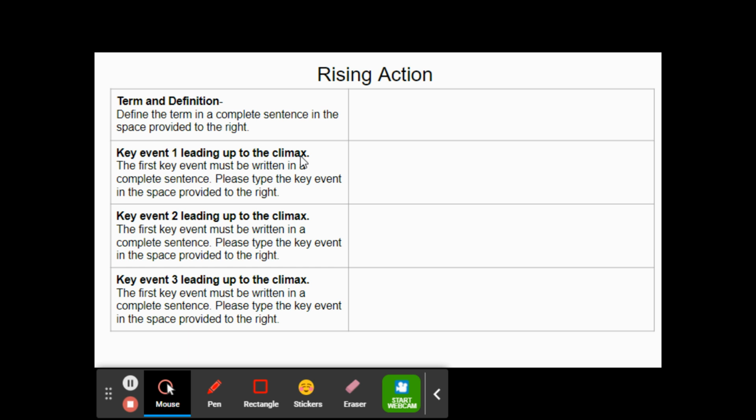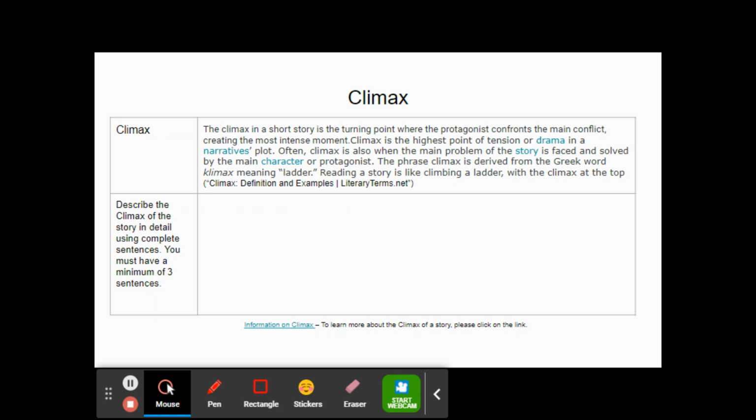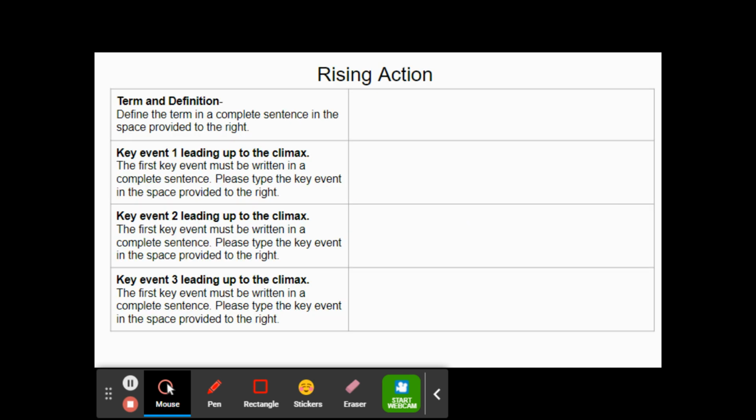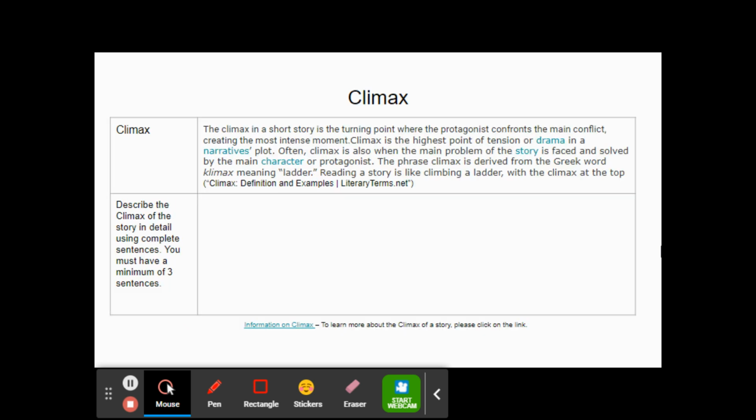Define the term in a complete sentence in the space provided. You're going to list key events leading up to the climax in these boxes. The first key event must be in a complete sentence. Please type the key event in the space provided to the right. So list some things that happen before we get to the climax.